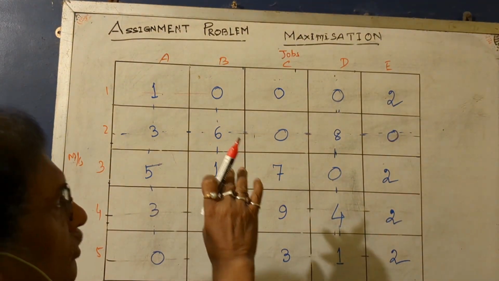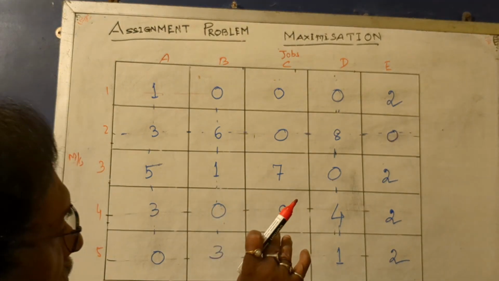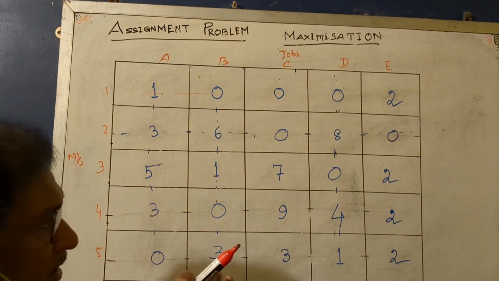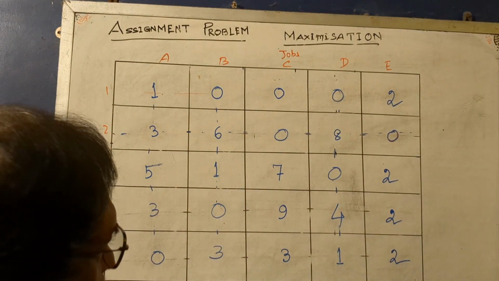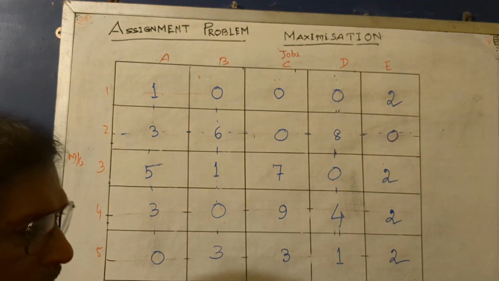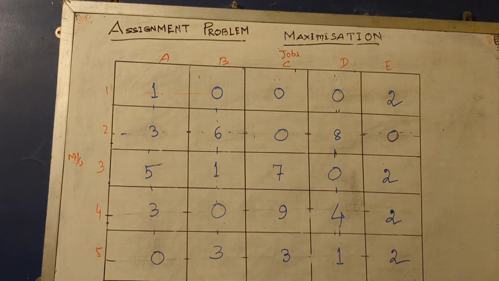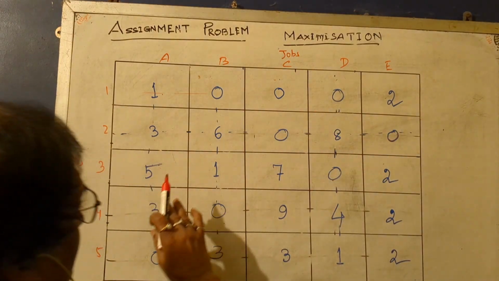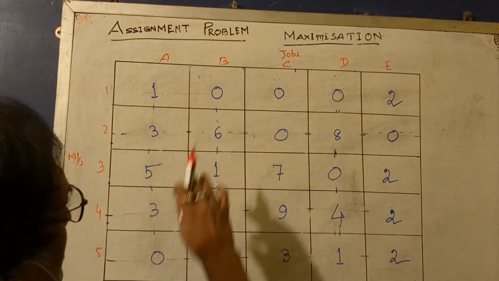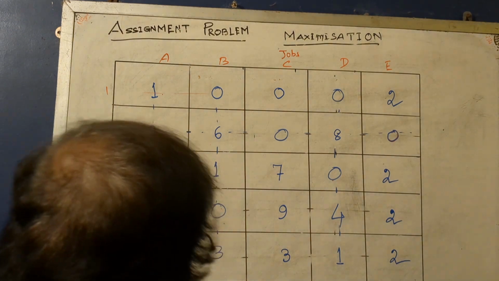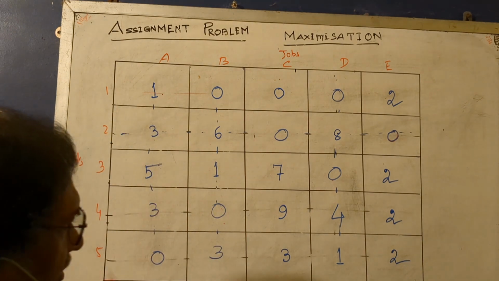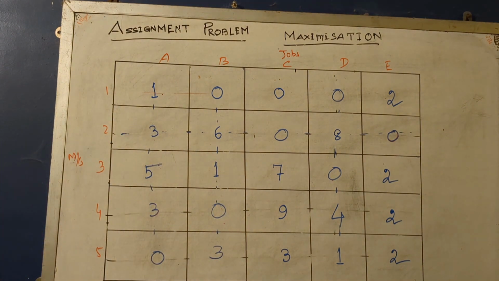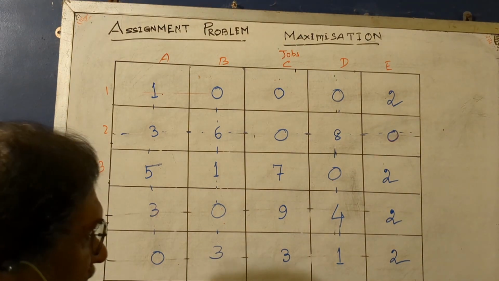You cannot cross all the zeros with fewer than 5 lines. It is not possible to cover all the zeros by 4 lines, horizontal or vertical. You can check it. So, as 5 lines are required and the order of the matrix is 5, we have to stop here. Now, what do you have to do? You have to start the allocation process.